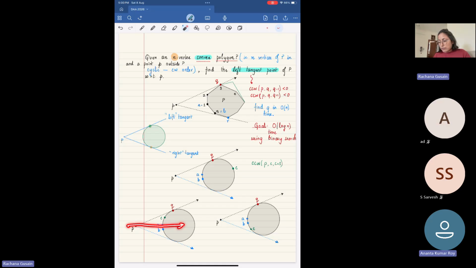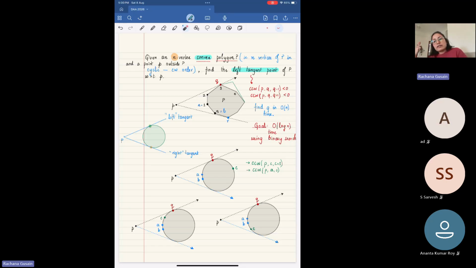So when C lies above, and here also C lies below, CCW will be able to identify. So I need to use this test, CCW. In case C lies in the inner half, then I will use PAC and CCW. Just CCW PAC will help us know whether C is above A or below A. Below A means it is also below B.